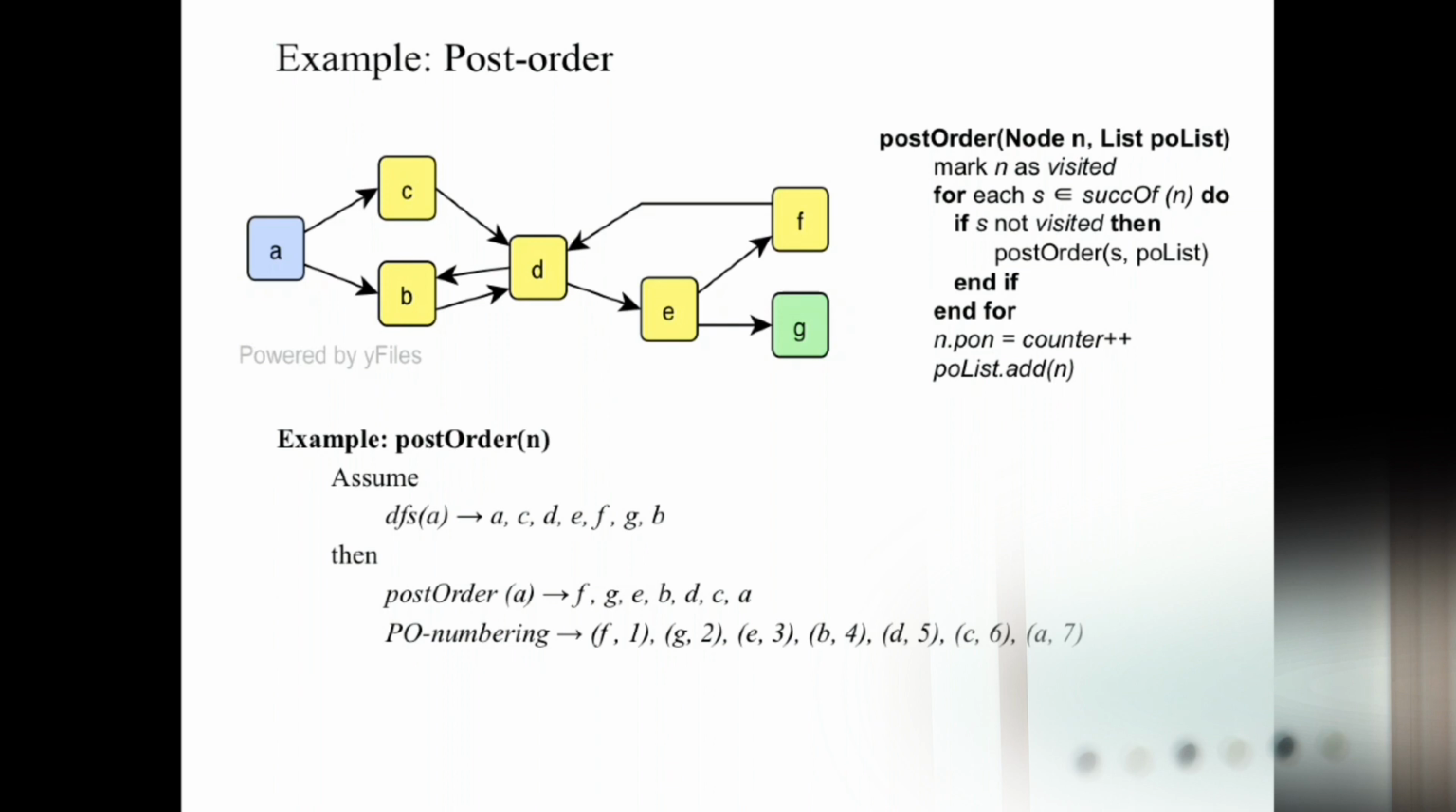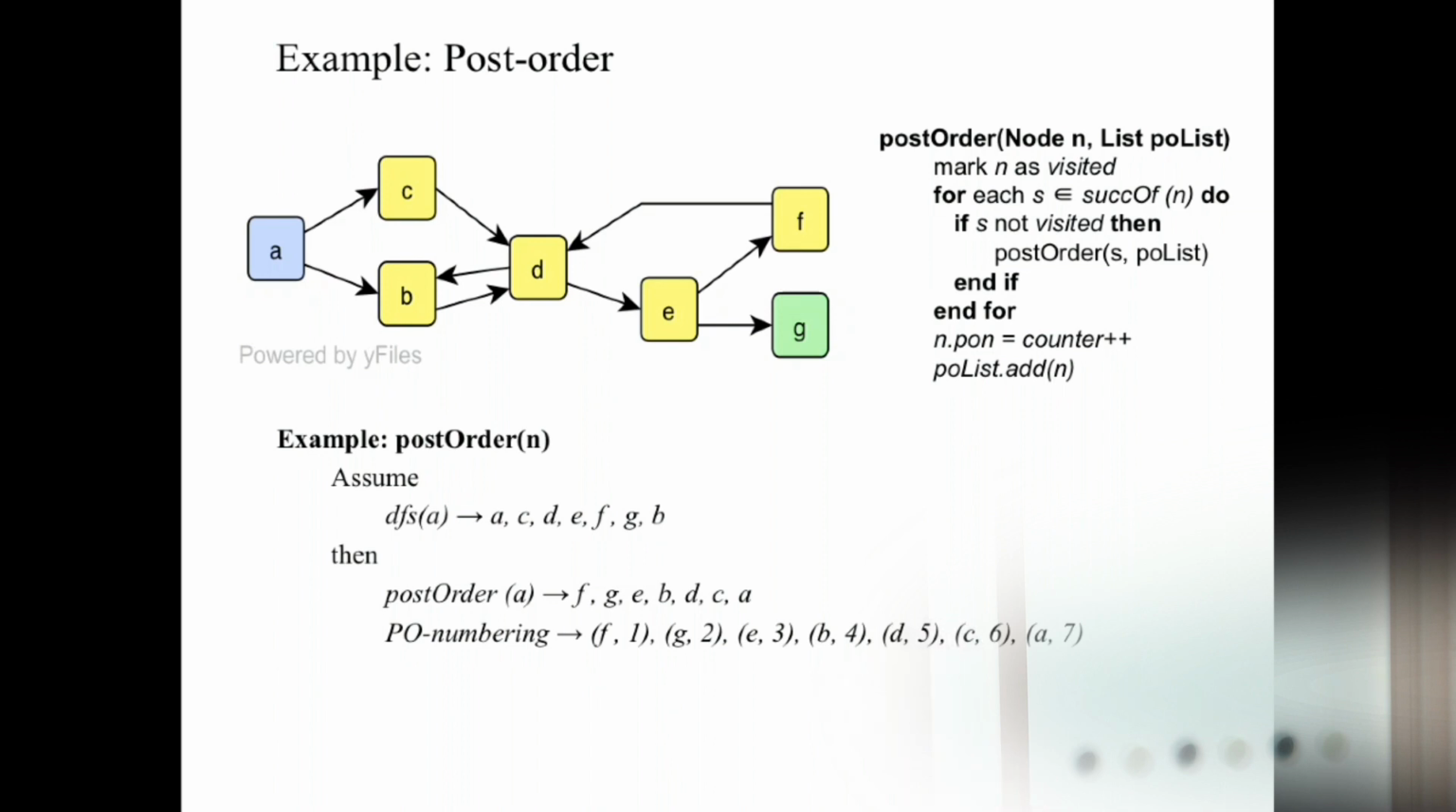And for each successor of F, what are the successors of F? It has a successor D. I check if S is not visited. D was already visited, so this time the condition becomes false. I come outside the loop, and outside I use post order numbering, just a counter. Post order numbering is the order in which you visited: which node you visited first in the post order.